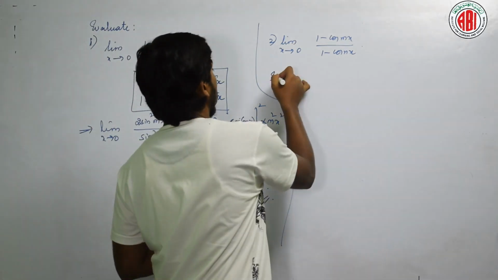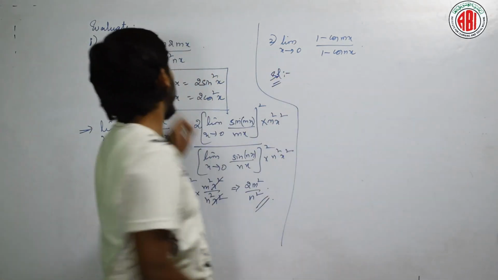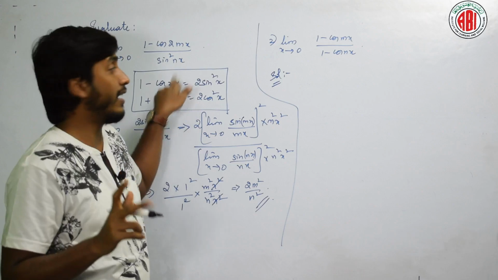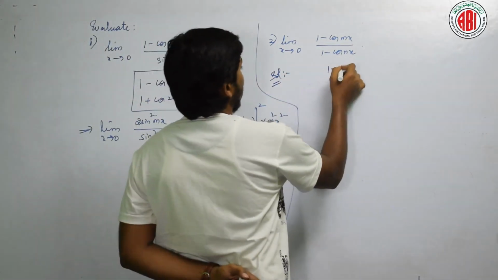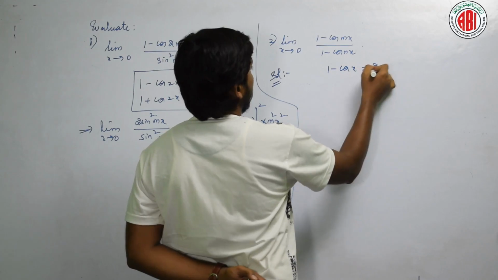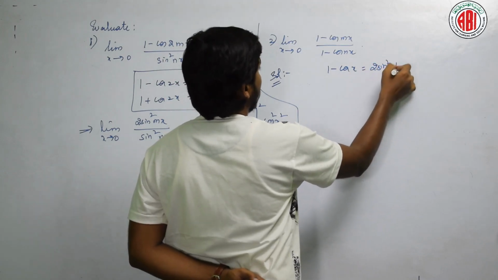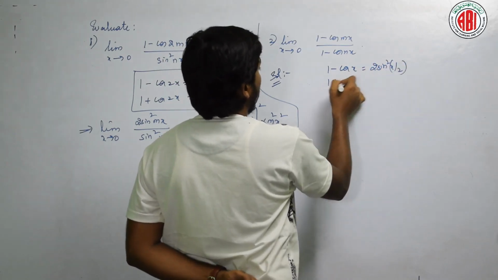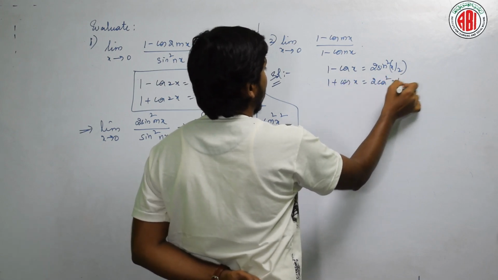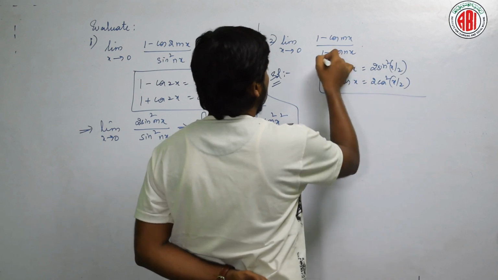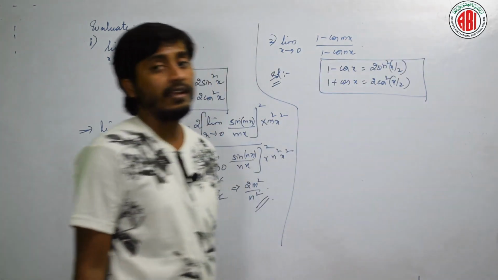Obviously, here also the same case happens. Earlier it was 1 minus cos 2x, here it is only 1 minus cos x. What is the formula? 1 minus cos x is 2 sin square x by 2, and 1 plus cos x is 2 cos square x by 2. Is it right? We can remember it clearly.